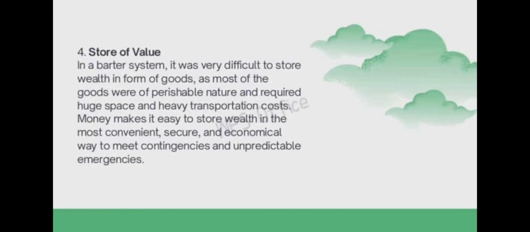Store of value. In a barter system, it was very difficult to store wealth in the form of goods because people use goods like rice, corn, animals, or clothes to trade. But it was hard to store wealth using these goods because many goods spoil or rot over time, like fruits, vegetables, or meat. Some goods are bulky and need a lot of space to store. Transporting them is expensive and inconvenient. Because of this problem, people couldn't easily save or keep wealth for future needs.